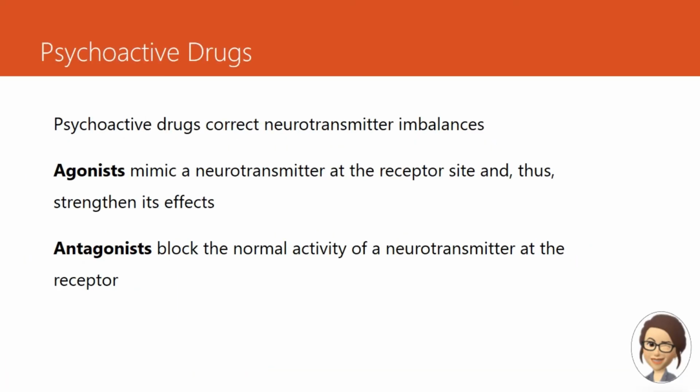Okay, psychoactive drugs correct neurotransmitter imbalance. So we have the agonist, which mimics a neurotransmitter at the receptor site and thus strengthens its effect. Then we also have the antagonist. It blocks the normal activity of the neurotransmitters at the receptor site.